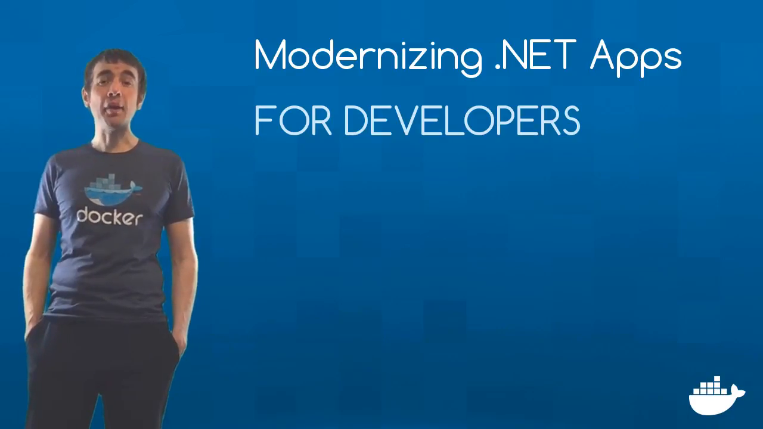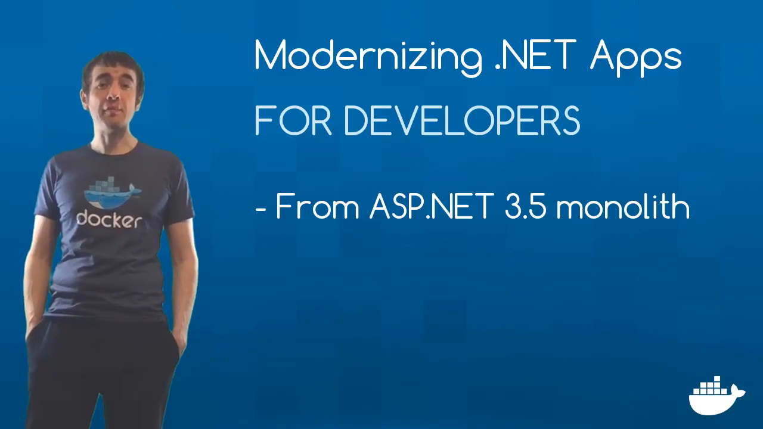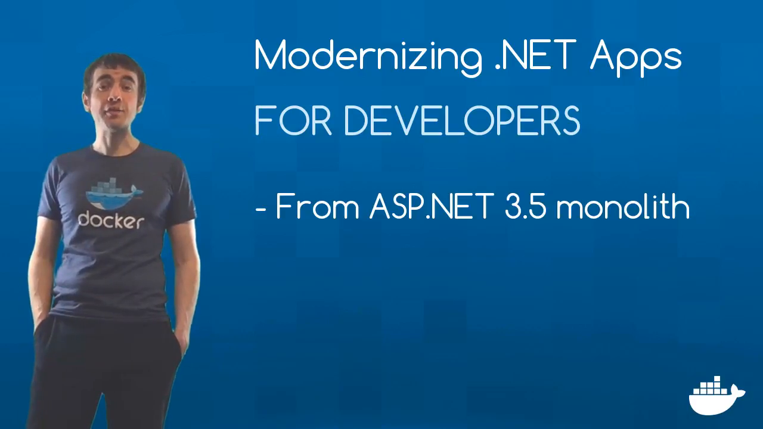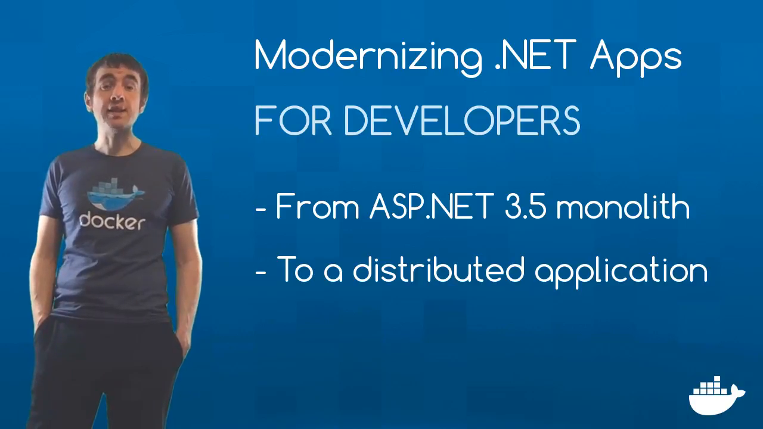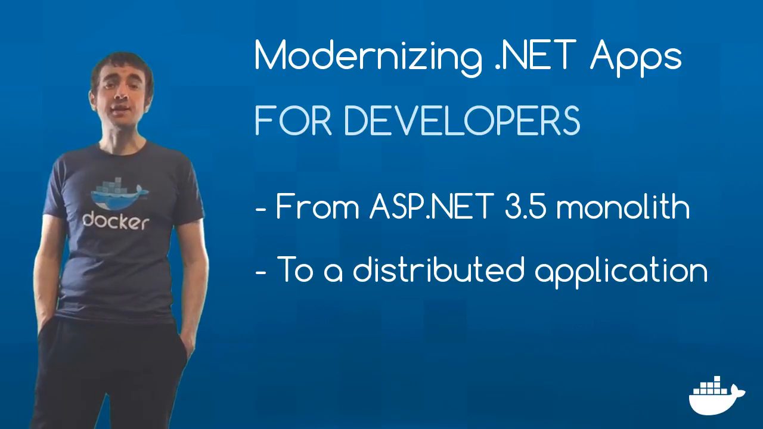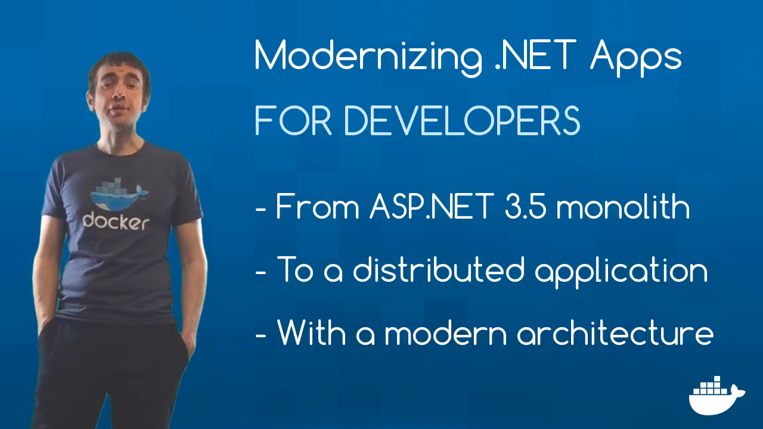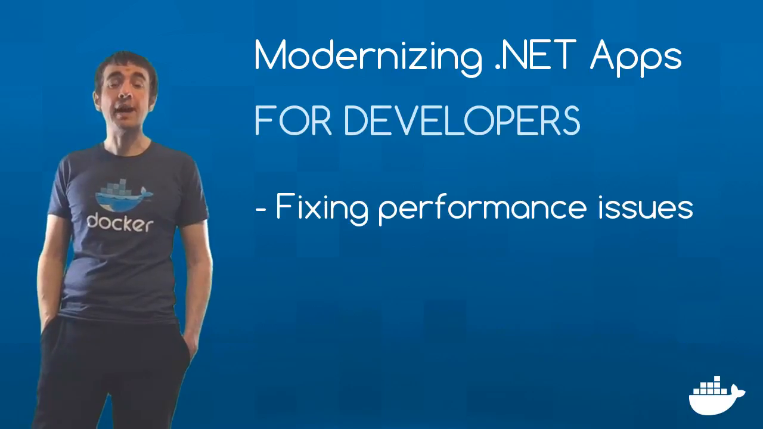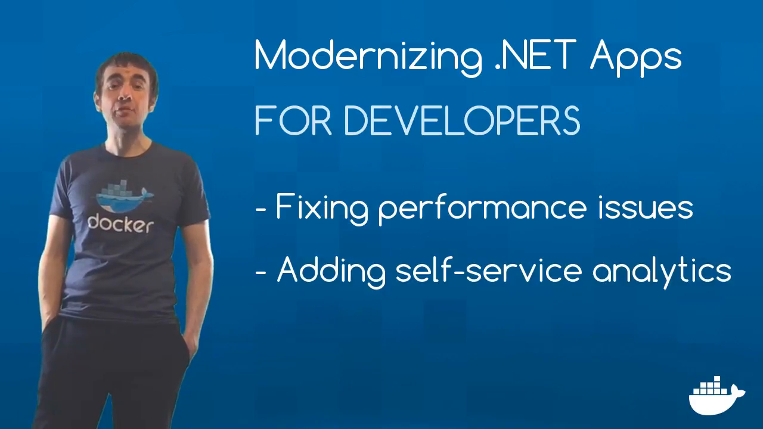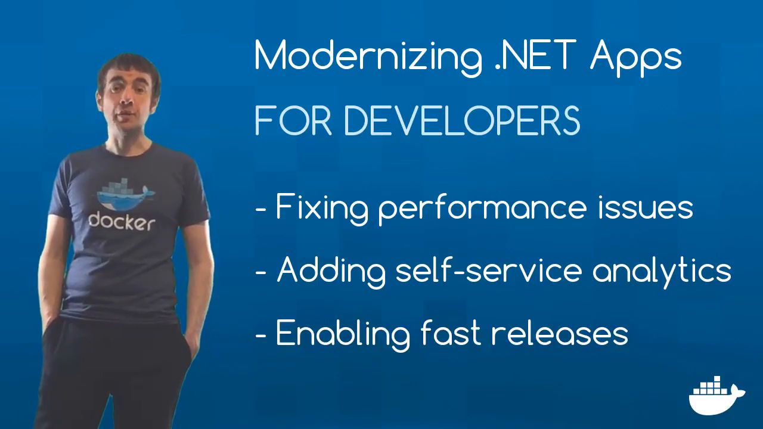I started with a monolithic ASP.NET 3.5 application, and over 5 videos I now have a distributed application running across many containers, which is easy to build, deploy, upgrade, scale and manage. I've modernized the application architecture and introduced some enterprise-grade open source software, which has made it really easy to add new features to my application. I've fixed a performance bottleneck, added self-service analytics, and made it really fast for business users to release UI updates, all without doing a full rewrite.